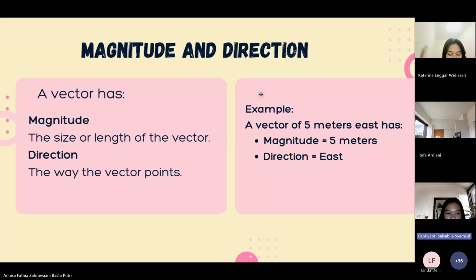Every vector has two main characteristics, magnitude and direction. Magnitude refers to the size or length of the vector, while direction indicates where the vector points. For example, a vector of 5 meters to the east has a magnitude of 5 meters and a direction to the east.